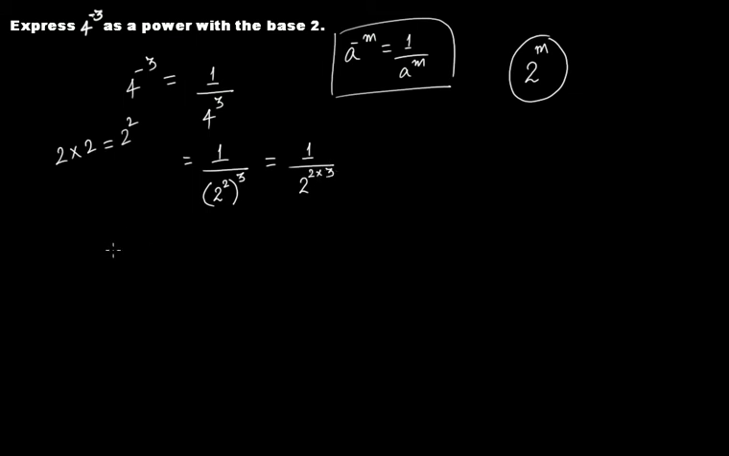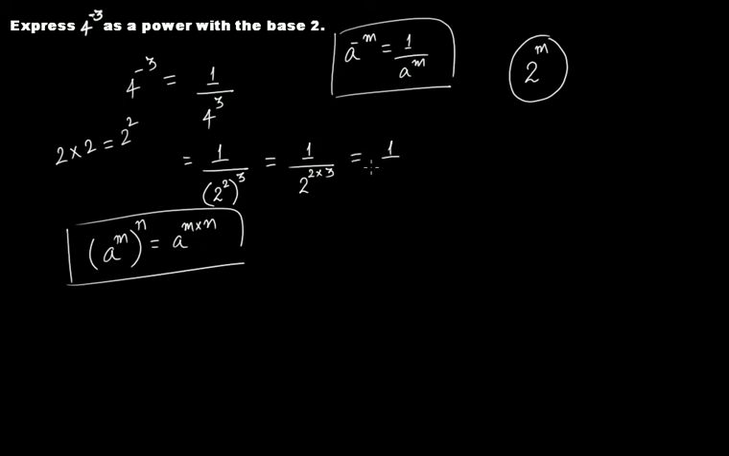How? This is a raised to the power of m, and this whole raised to the power of n is equal to a raised to the power of m multiplied by n. This is one of the laws of exponents. Okay, so this is 1 by 2 raised to the power of 6. Now this can be written as 2 raised to the power of minus 6. This is your answer.